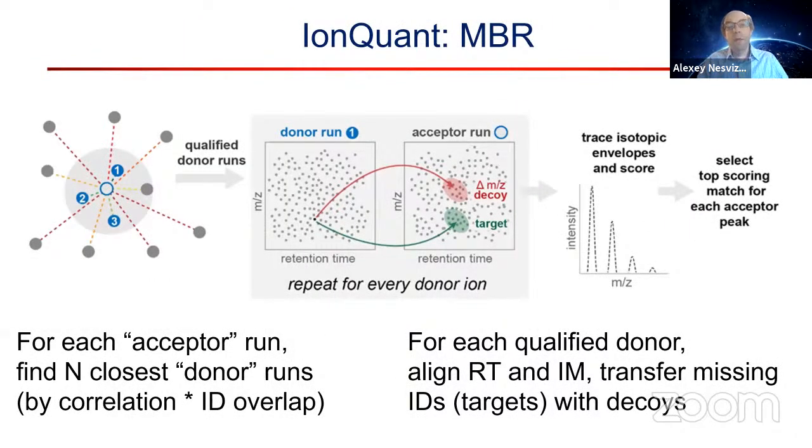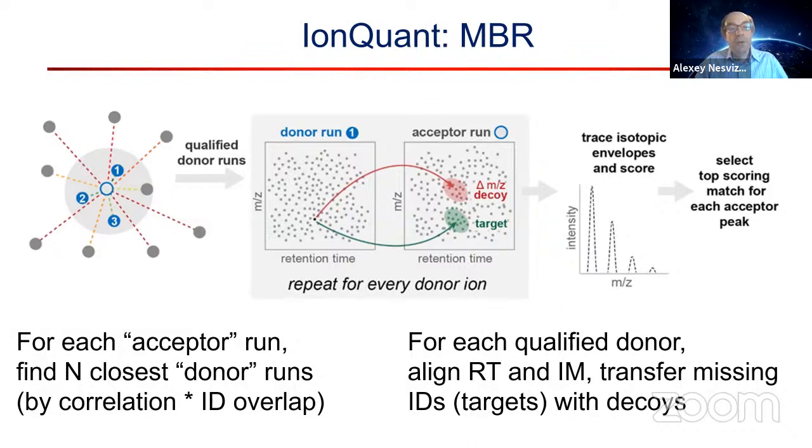Now let's talk about the match between runs part here, because I think it's pretty interesting as well. Most of you are hopefully familiar with the concept of match between runs. It's basically that we would like to transfer identifications found in one run to another run where those particular peptides were not identified by MSMS, either because MSMS was not acquired or because the spectrum was not good enough to identify the peptide.